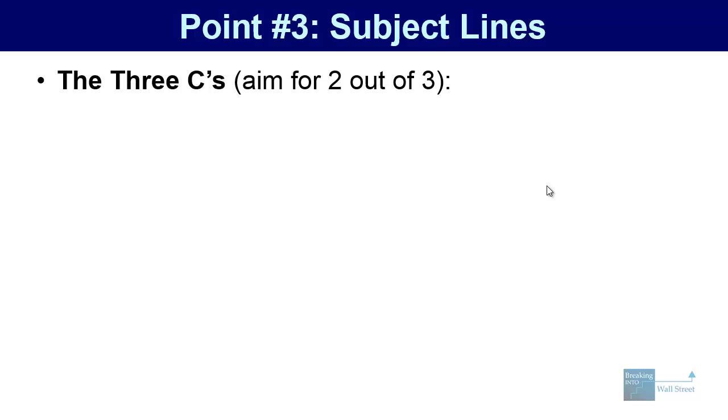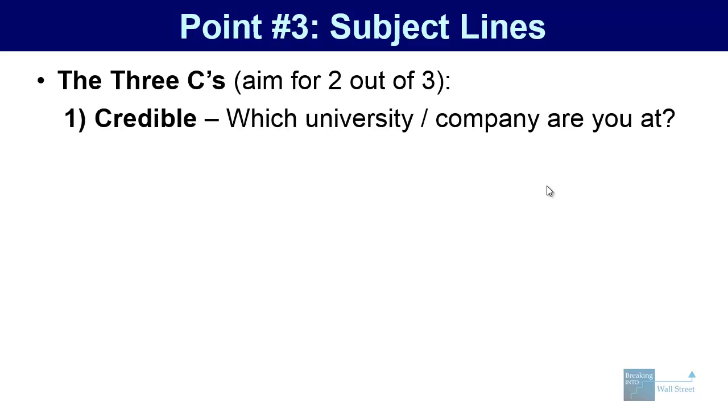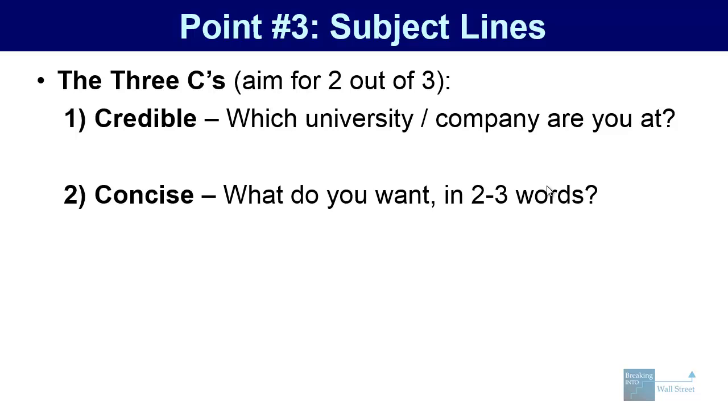With subject lines, you want to think about the 3 C's and aim for at least 2 out of 3 of these in the email subjects and the emails that you send. First off, you want credibility. So you normally establish credibility by saying the university that you're at or the company that you're working at. Number two, you want to be concise. So you don't want to send an email with some kind of ambiguous subject or something where the person reading it cannot really tell what you want. You want to mention internships or career paths or advice or something else like that in your subject so the other person knows what you are saying and why you're contacting them.